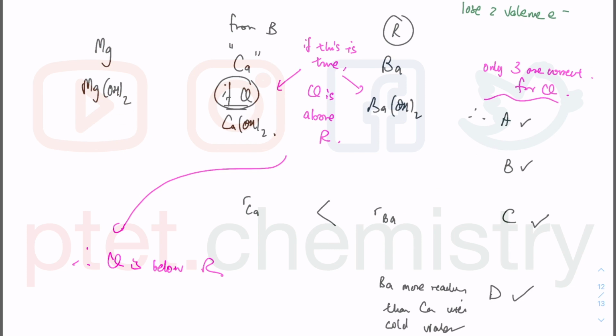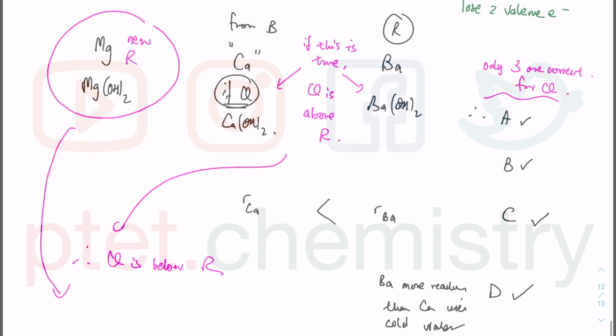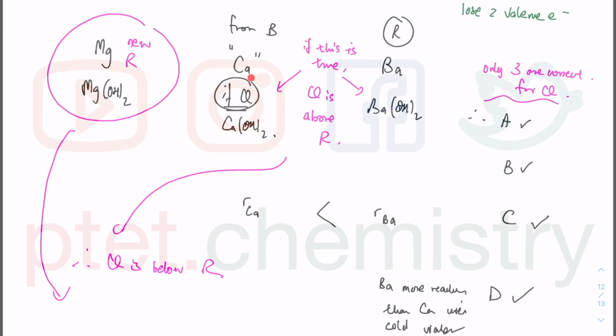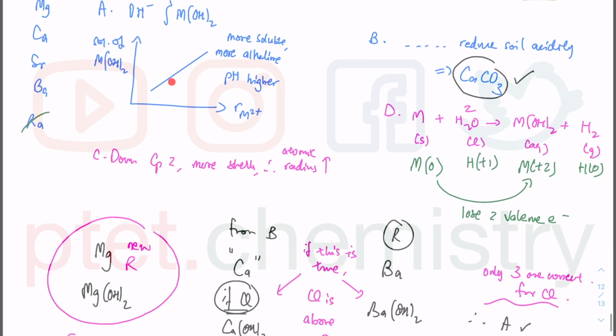If Q is below R, then this must be the new R. So what can we say? If we have magnesium as the R, and calcium as the Q, then a saturated solution of R will be less alkaline than Q. Remember that if you have magnesium versus calcium hydroxide, magnesium hydroxide, the new R, will be less alkaline than the calcium hydroxide. So A will be wrong.